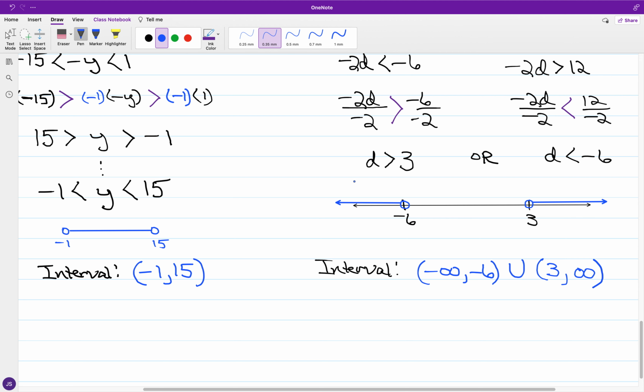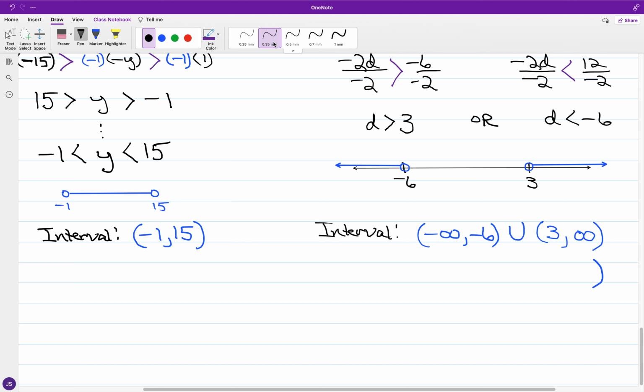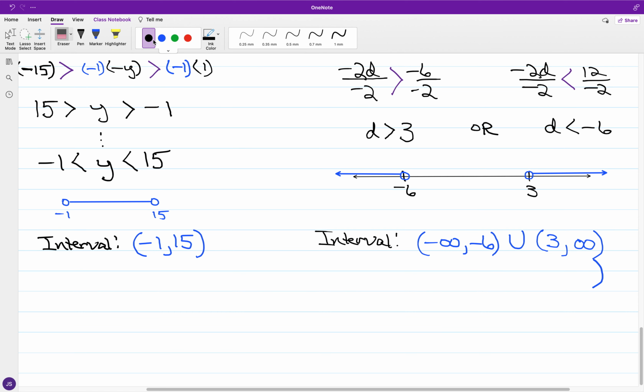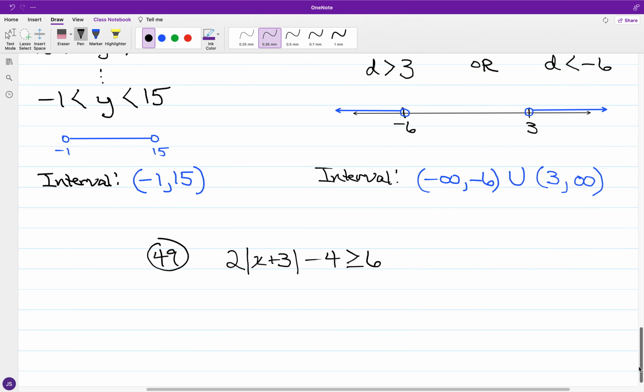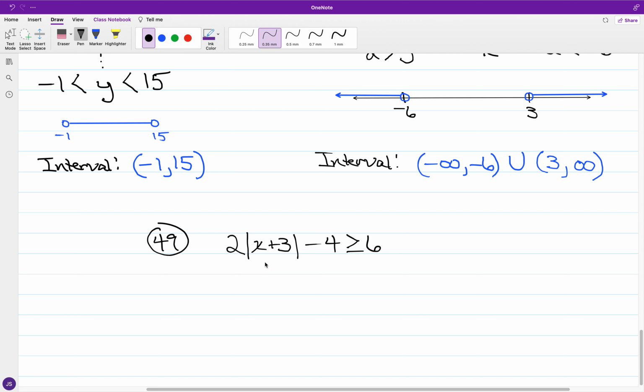All right, now for the case of inequalities, just stepping back a little bit, in section R8 we also have number 49, and we're looking at solving for x. We have 2 times the absolute value of x plus 3, followed by the subtraction of 4, is greater than or equal to 6. With this statement, I'm going to isolate the absolute value of x plus 3. Again, I'm not going to distribute over the absolute value terms.